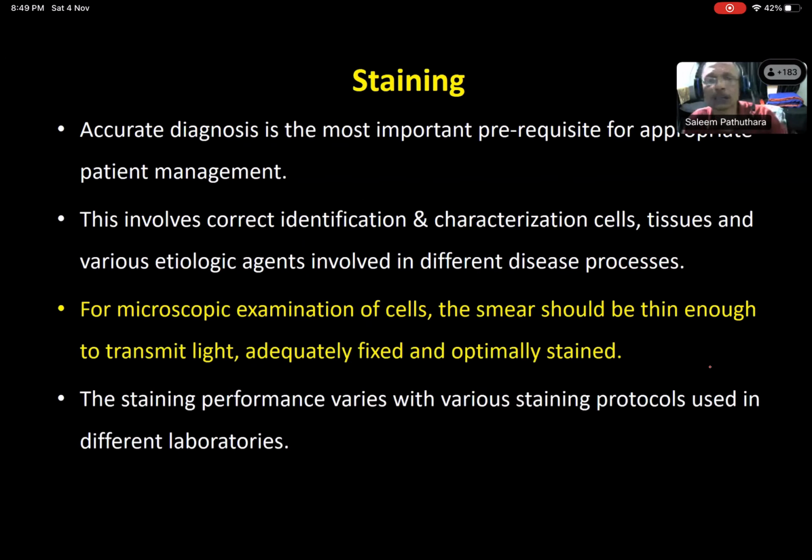Now coming to the staining, accurate diagnosis is the most important prerequisite for appropriate patient management. This involves correct identification and characterization of the cells. For microscopic examination of the cells, as I told initially also, the smear should be thin enough to transmit light. The smears have to be maximally thin. Even if it is handmade, it has to be a thin smear, adequately fixed and optimally stained.